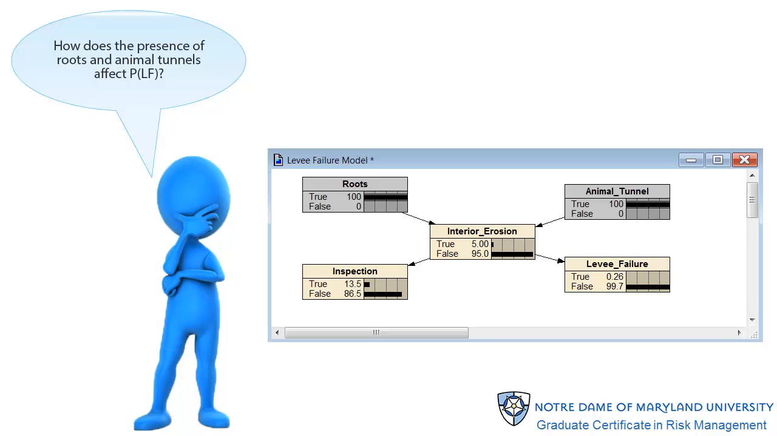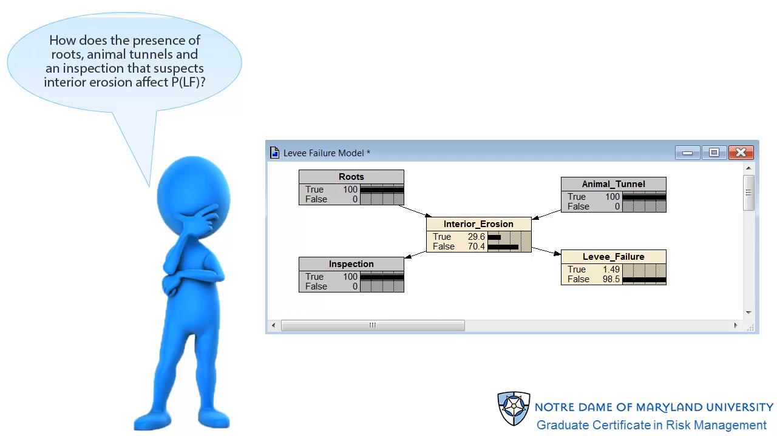Now suppose a levee has significant roots and animal tunnels present, as shown in this graphic. Notice that the probability of levee failure has increased from the original 0.18% to 0.26%. Suppose we learn that a levee has roots and animal tunnels present, and the inspection identified interior erosion. Notice that this information increases the probability of levee failure to 1.49%. So information changes probabilities, and a Bayesian belief network can be used to show just how that happens.